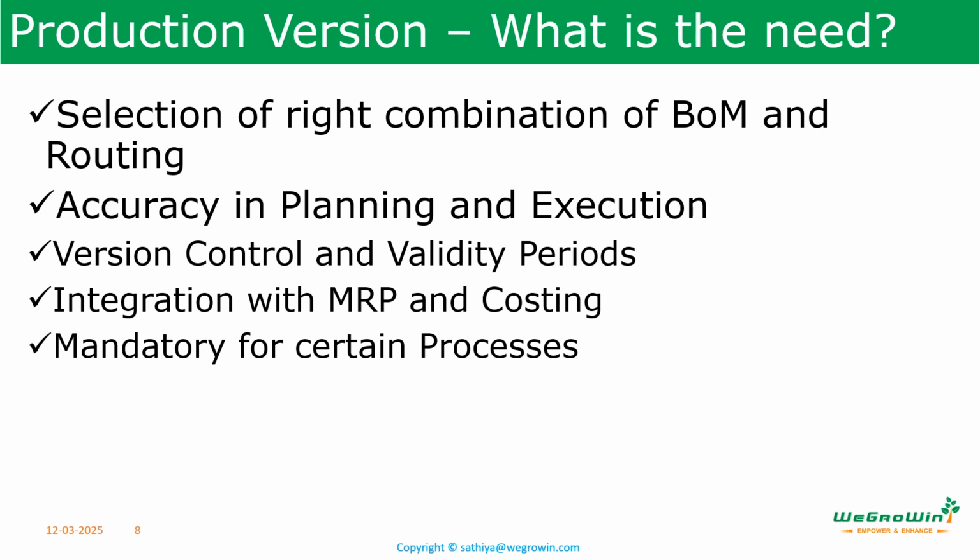The third point is how to control the version. For example, when you are managing different versions of products, like if there is a change in the BOM or routing, like a change in machine or input material, whatever it is, a production version can be created with different validity so that we can control the version and also the validity period. And then the integration with MRP and costing. In MRP runs, it is determined by the current components and operations. So production version is helping, and also for accurate costing by ensuring the right combination of BOM and routing is used.